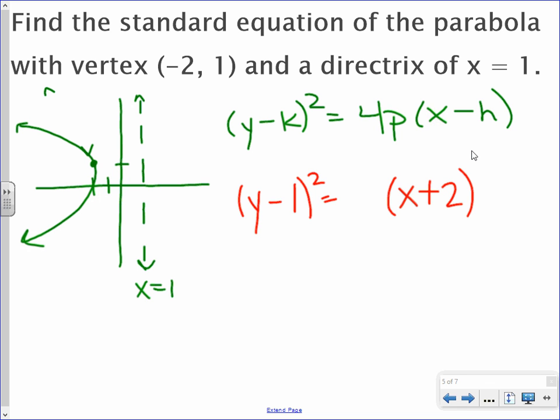Tannen, what is our p-value? 3? P is negative 3 because we're opening left. The directrix, yes, is 3 away from our vertex, but since we're opening left, that needs to be a negative 3. And there it is.